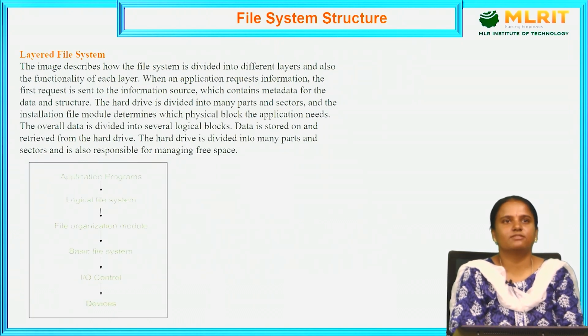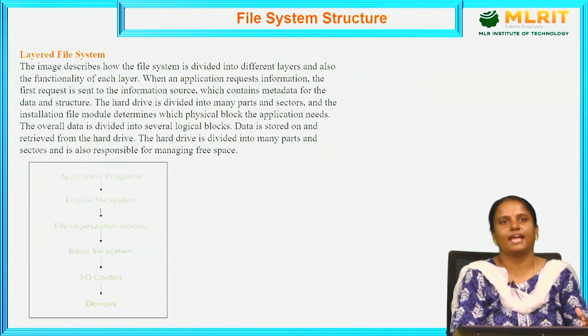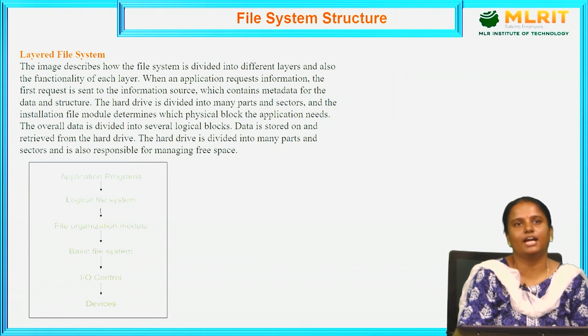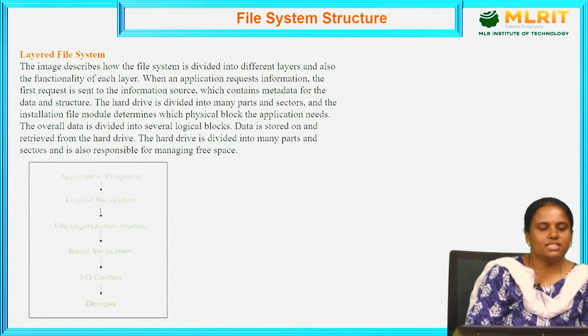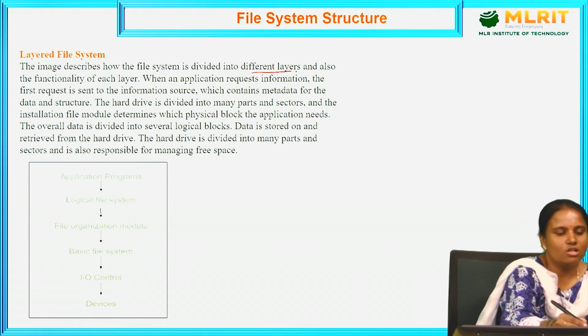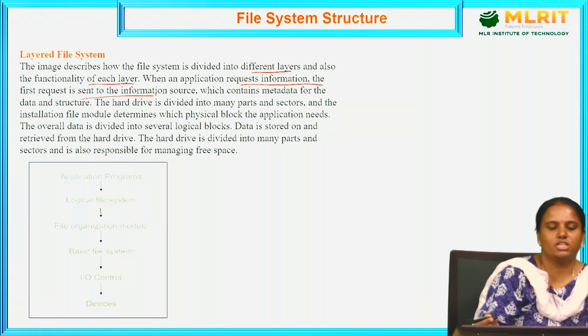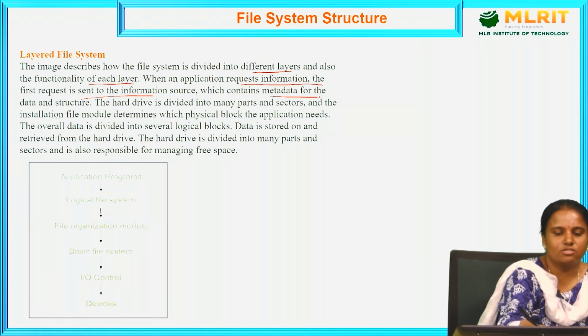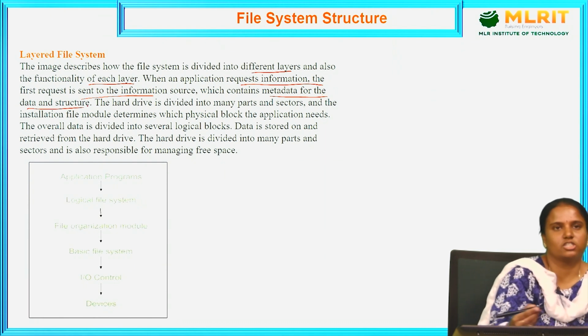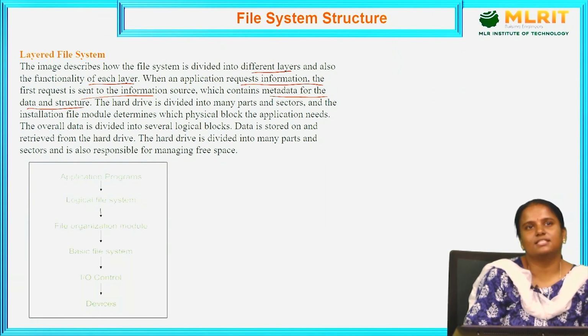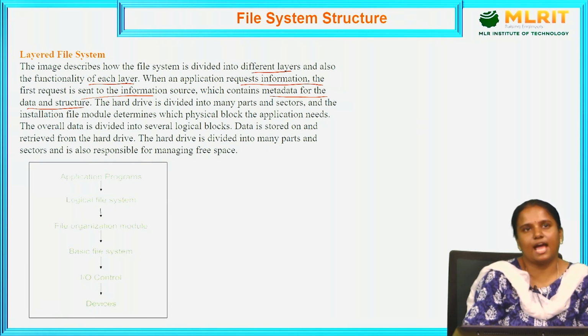So let us see the first one, the layered file system, and how the layers are formed from one layer to another. The image describes how the file system is divided into different layers and also the functionality of each layer. When an application requests, the information is sent to the information source, which consists of metadata for the data and structure. So it consists of some layers, and each layer has some functionalities and information regarding the metadata.